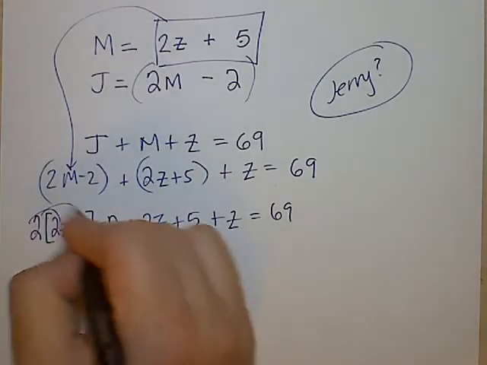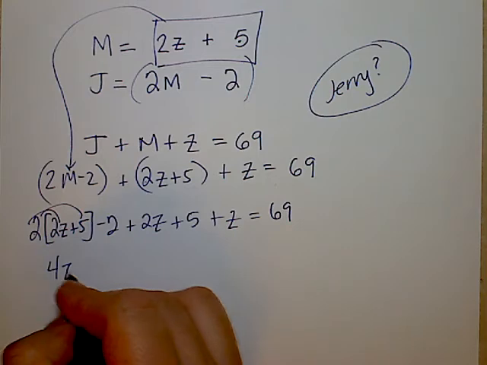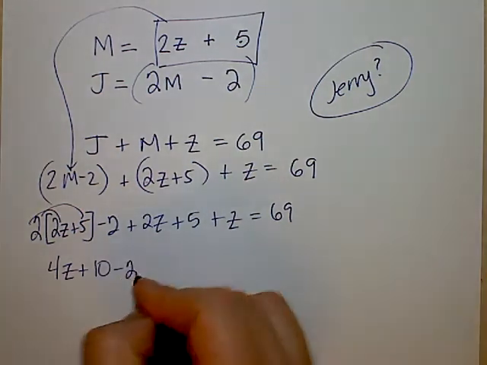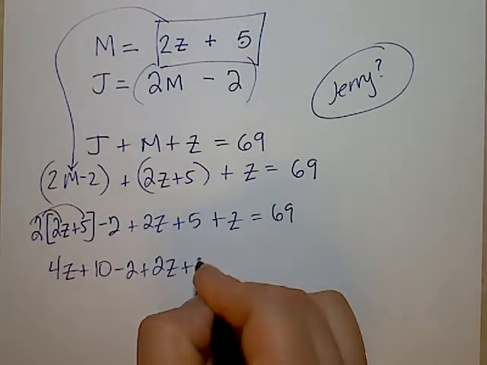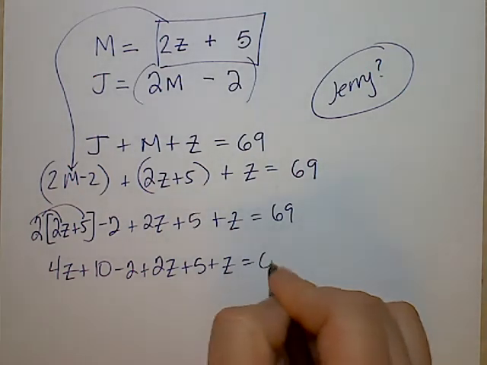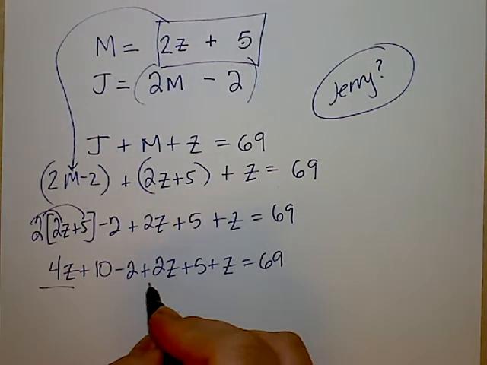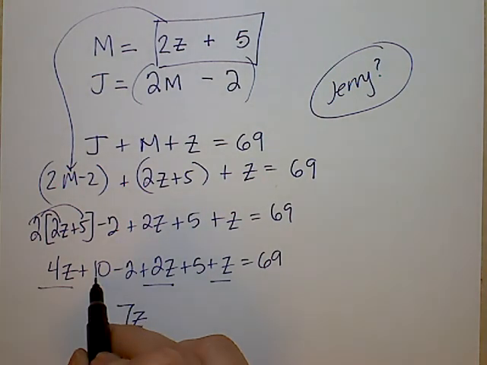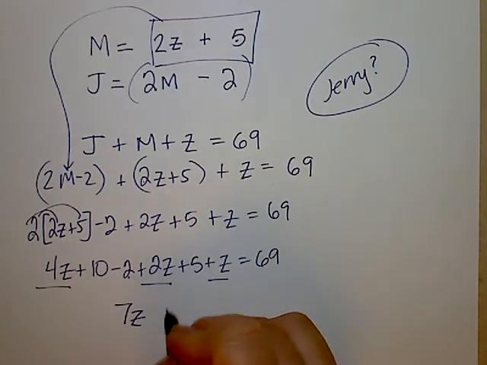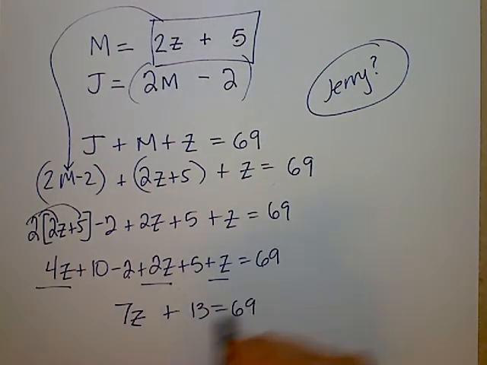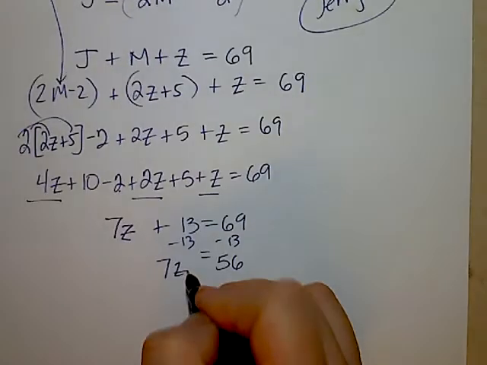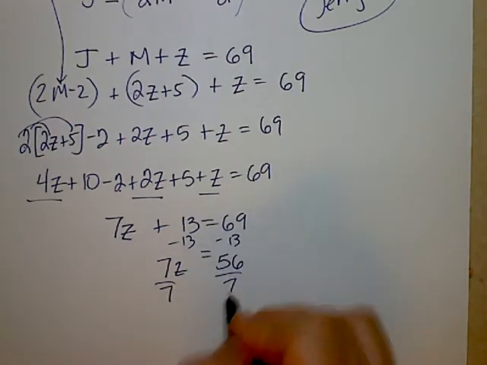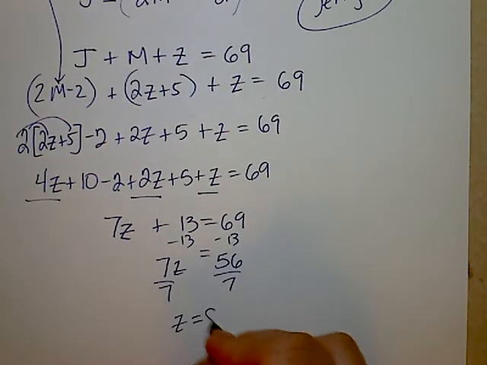I'm going to distribute and solve for Z. 4 and 2 is 6, 6 and 1 is 7. 10 minus 2 is 8, 8 plus 5 is 13. Take 13 away from 69. 56 is equal to 7Z. Divide by 7, and Z equals 8.